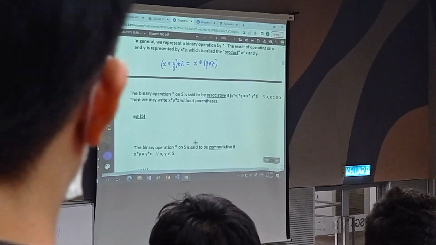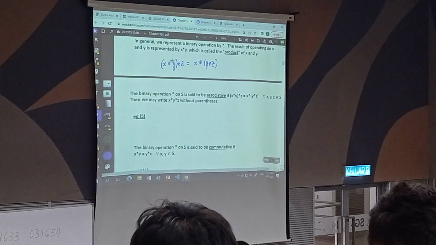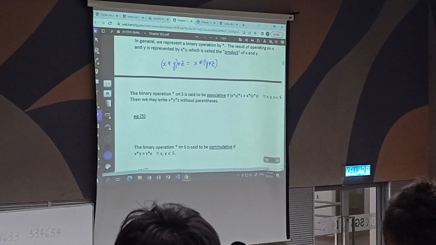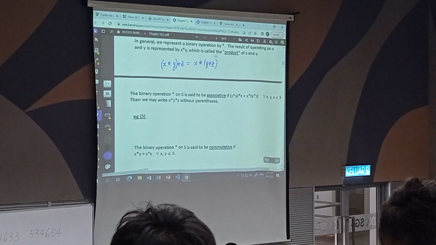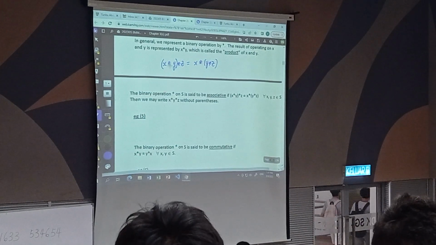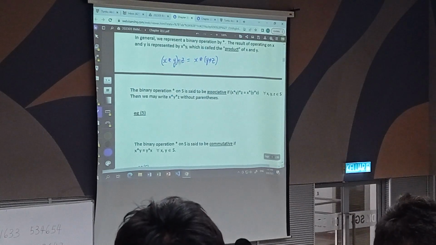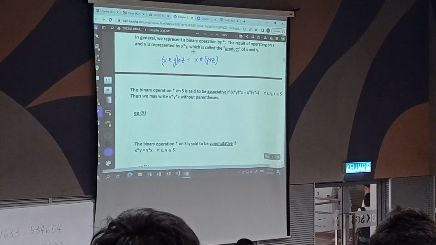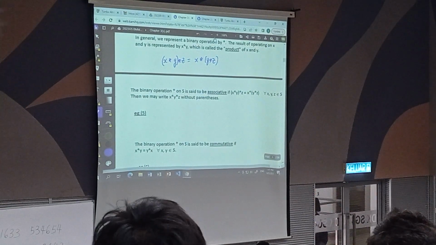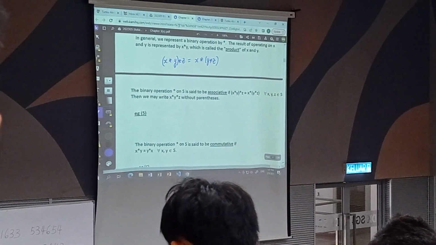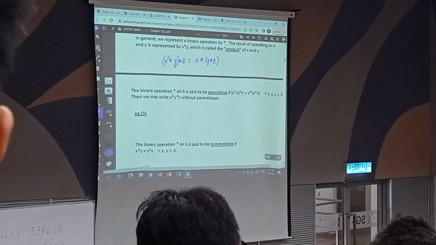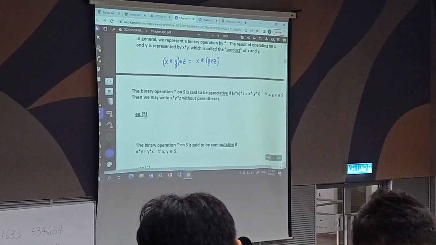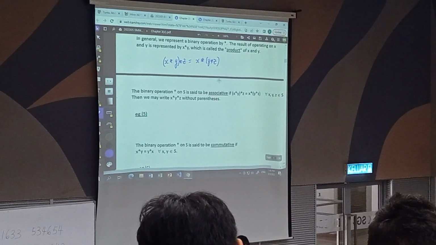The sequence we do follows the bracket. If the bracket is in front, we do the front part first, and if the bracket is at the back, we do the back first. Finally, the answers of these two should be the same if they follow the associative property. So if these two are the same, actually you don't need to put the bracket. What is the easiest example? What is an operator that can be associative?